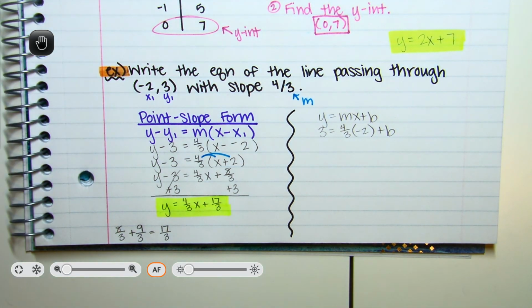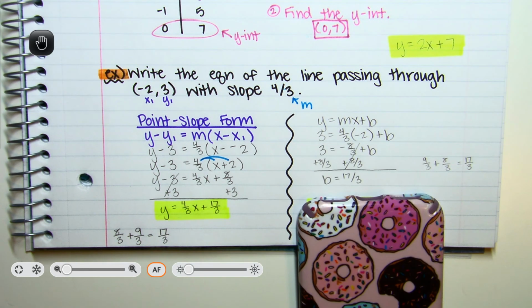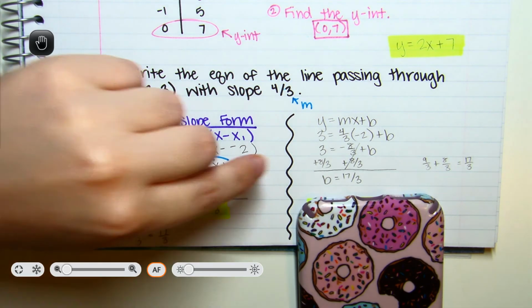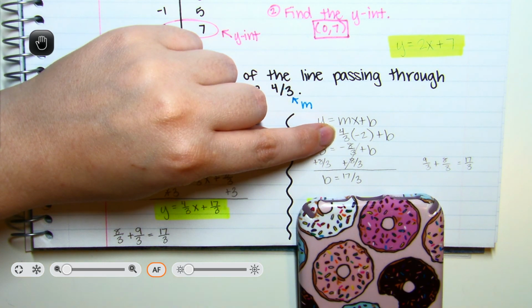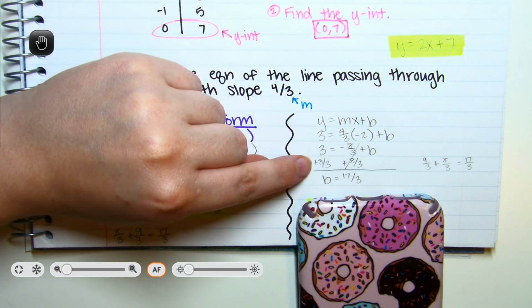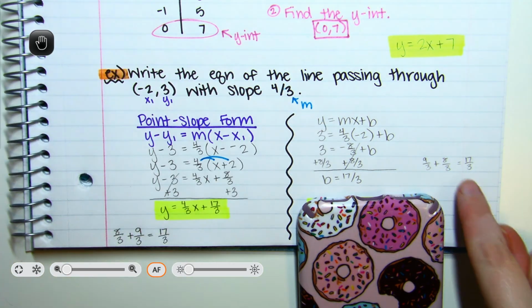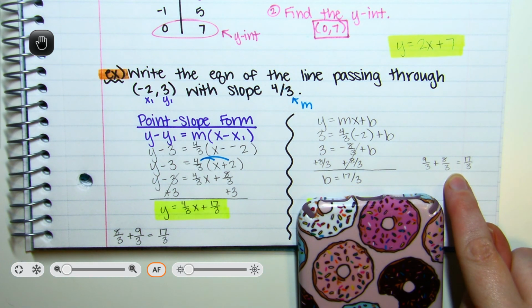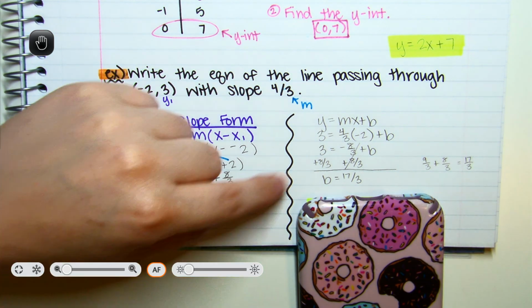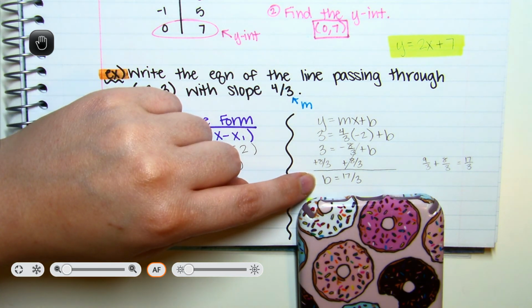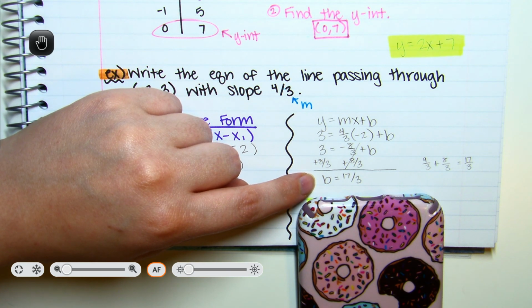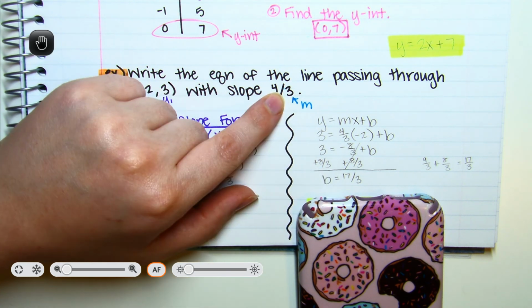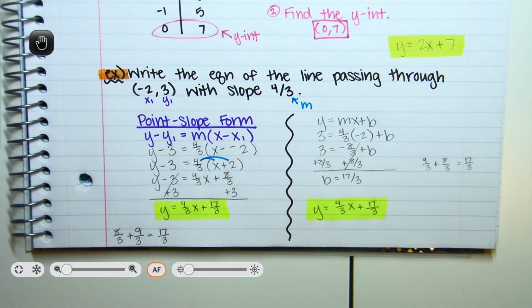Go ahead and finish solving that for b. All right, so everyone should have finished solving for b. You multiply the 4/3 times -2, and then you add 8/3 to both sides. And again, I showed my work over here with adding those things as fractions, and I got that my y-intercept was 17/3. Now I have my y-intercept, I already had my slope, so I just have to write them in the equation.